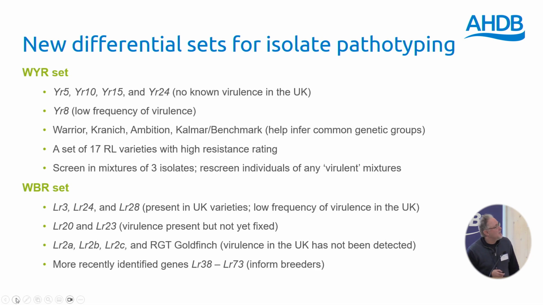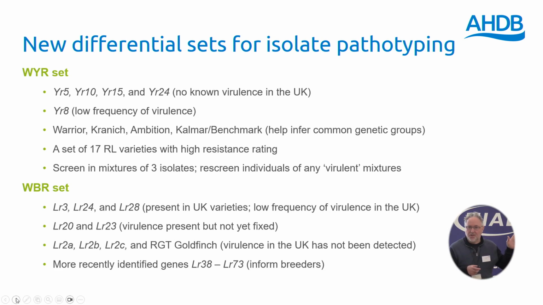Right, so new differential sets. For wheat yellow rust, we decided to include varieties that carry these four genes: Yr5, Yr10, Yr15, and Yr24. The reason is that so far we have not seen any virulence in the population towards these genes. So it is very important to monitor the population and see whether there is a breakdown in the future.